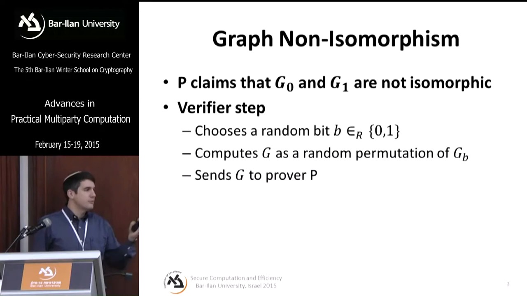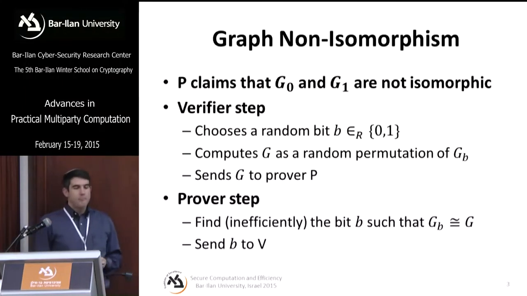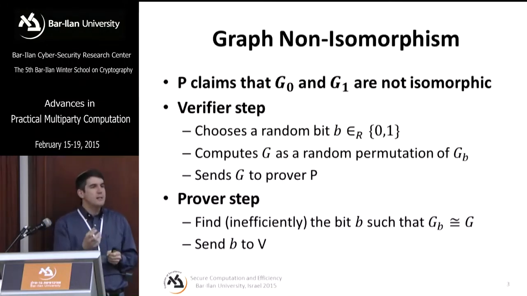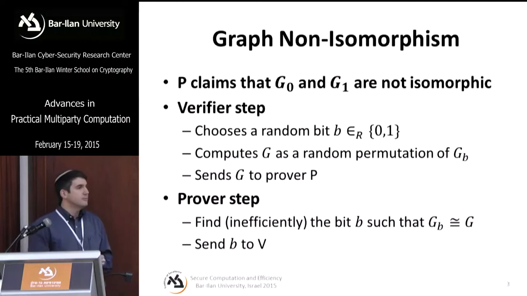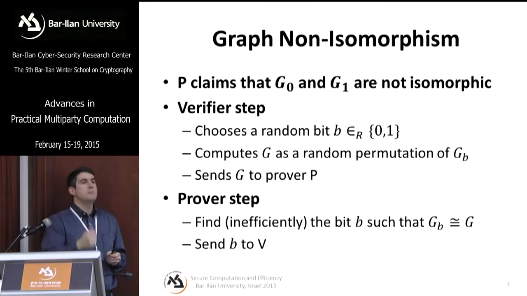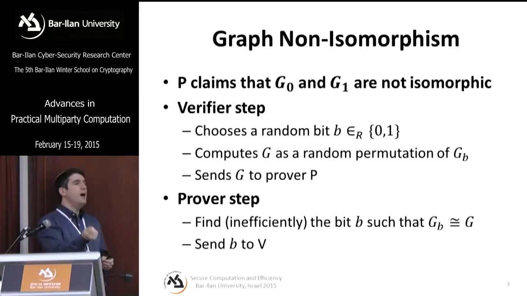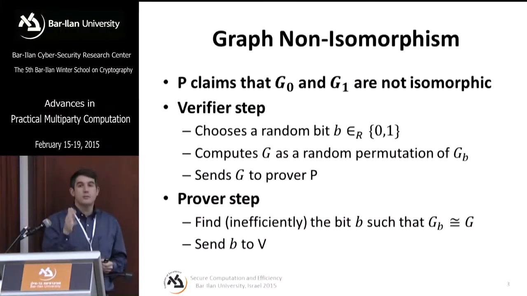and computing a random permutation of one of the two graphs, G sub b. So there are two graphs, and he computes a random permutation of one of them and sends this permuted graph to the prover P. The prover will now try to find which of the two, G0 or G1, this graph that it got from the verifier is isomorphic to. Once it learns that, it'll send the bit back to V. So the verifier just chooses one of the two graphs at random, computes a random permutation of the graph and sends it to the prover, and the prover then finds which of the graphs it was isomorphic to and tells the verifier back. That's the entire proof system.